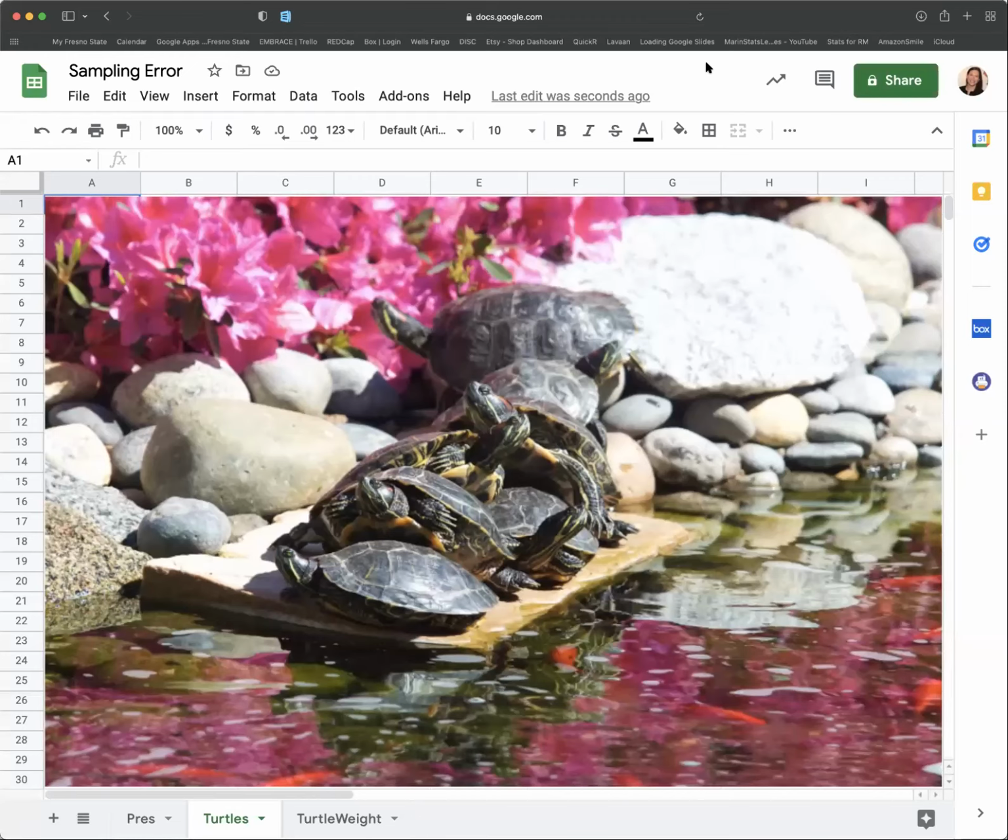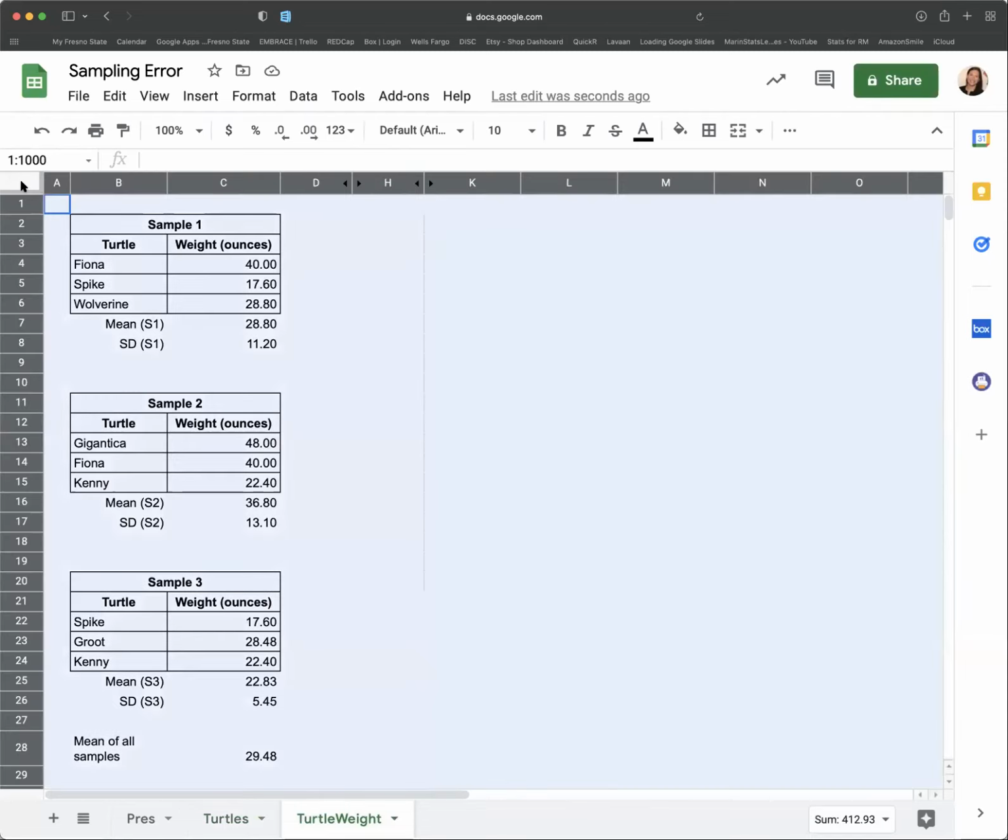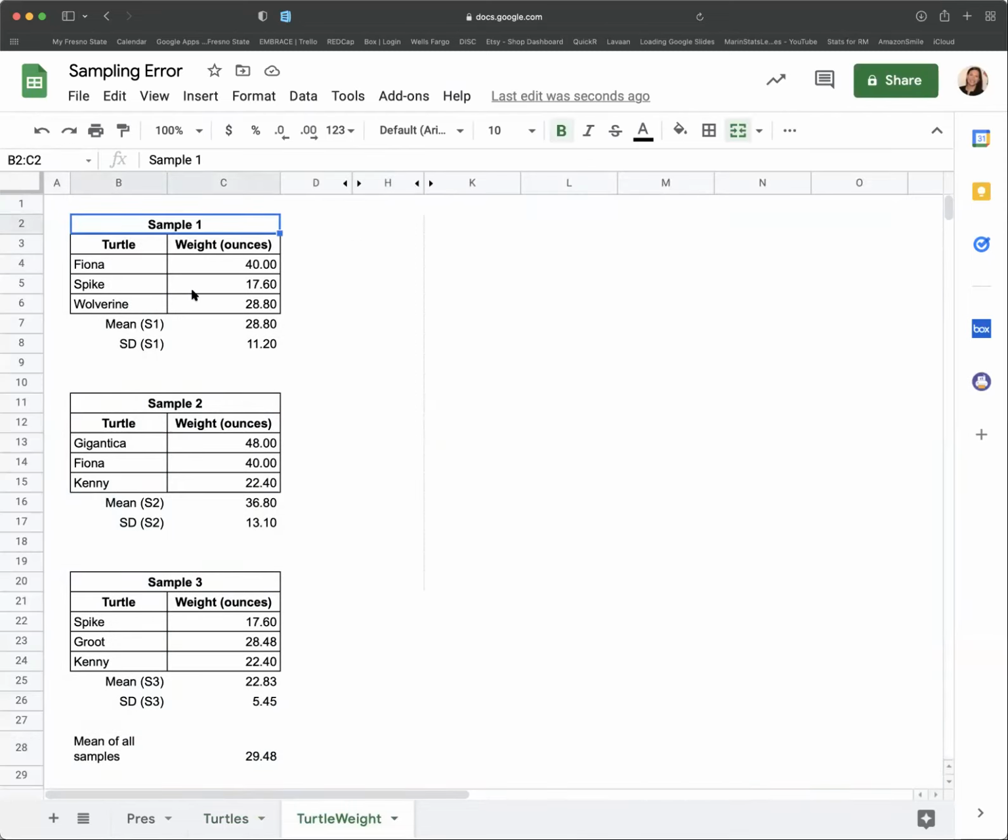What you didn't see is that before that, I had collected 2 other samples, and I also weighed the rest of the turtles. So I've created a spreadsheet here, and you can see that we now have 3 samples. The first sample is the one that I showed you. We have Fiona and her weight. I took the weight in pounds and multiplied it by 16 to get ounces. We have Spike and Wolverine here. The mean for our first sample was 28.8 ounces, and the standard deviation for our first sample was 11.2.